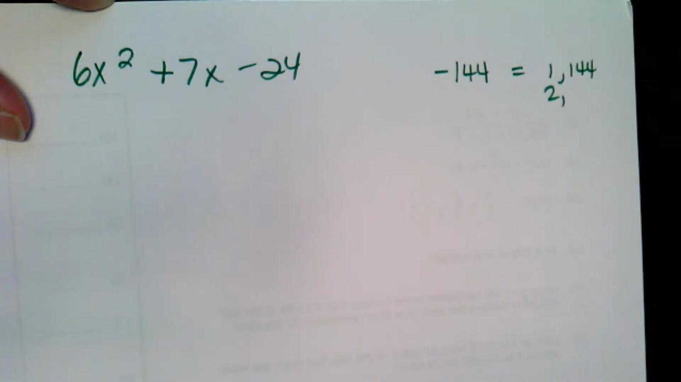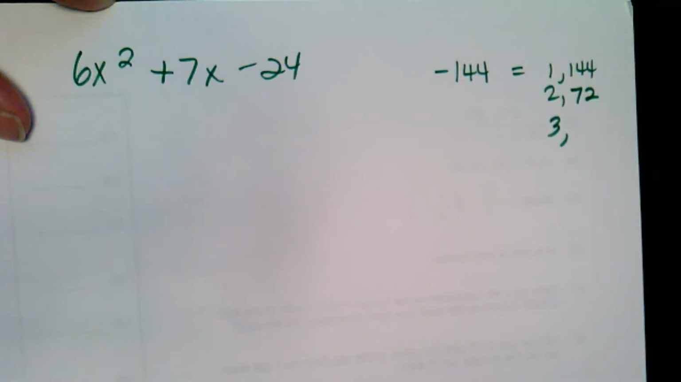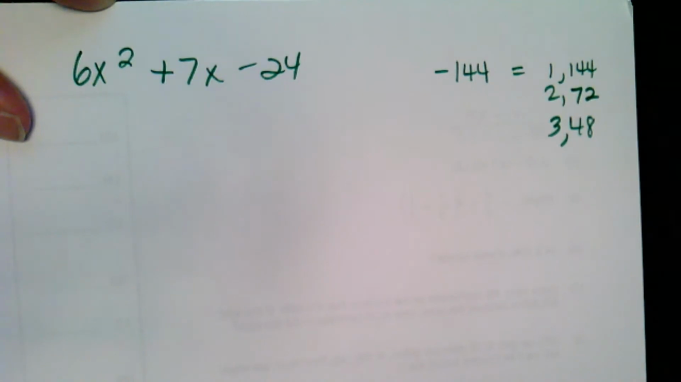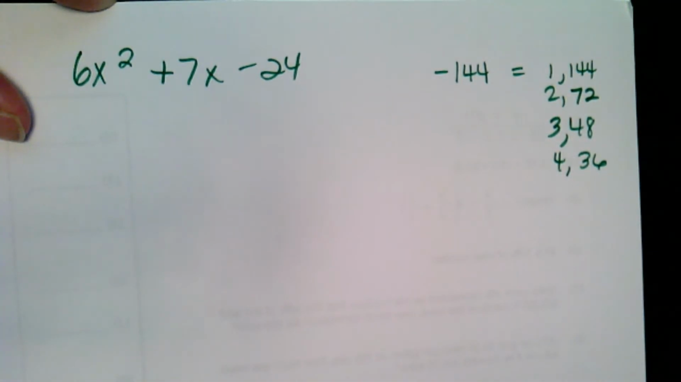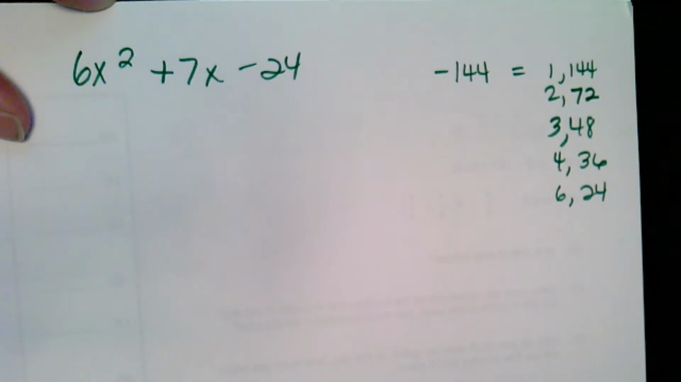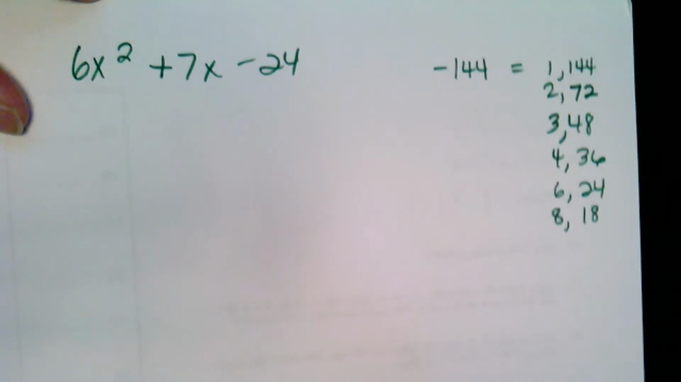So 144 divided by 2 is 72, 8, 9, 48, 4 and 36, 5, 6, 6 and 24, 7, 8, and 18. So we're getting closer.